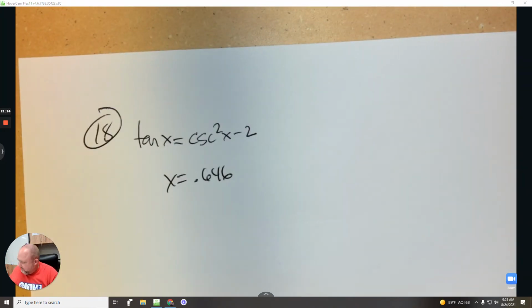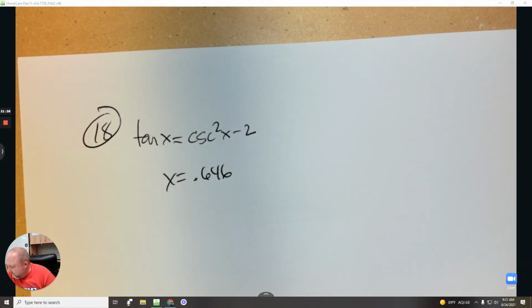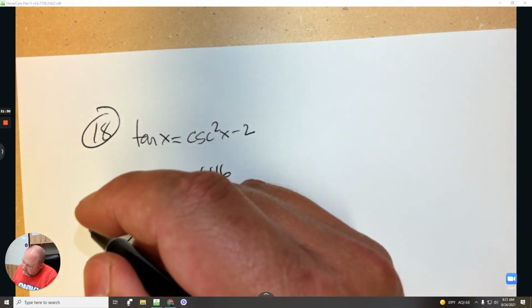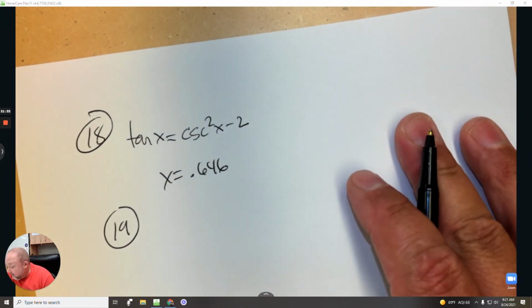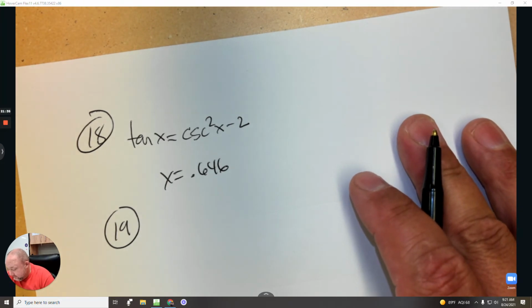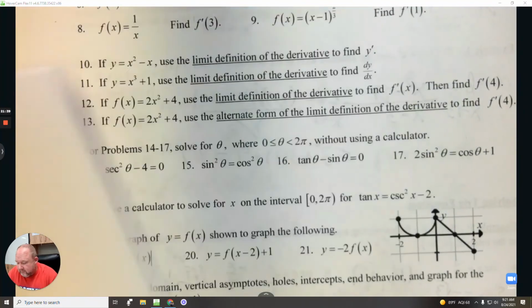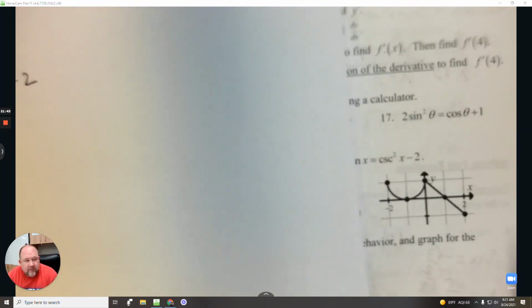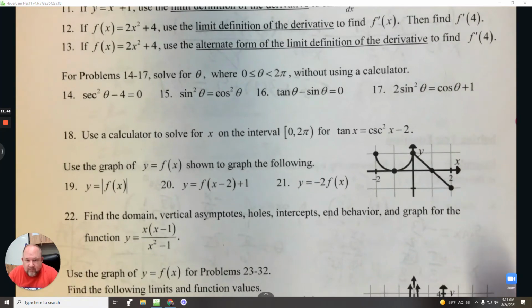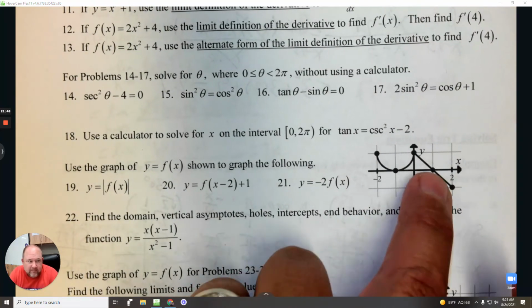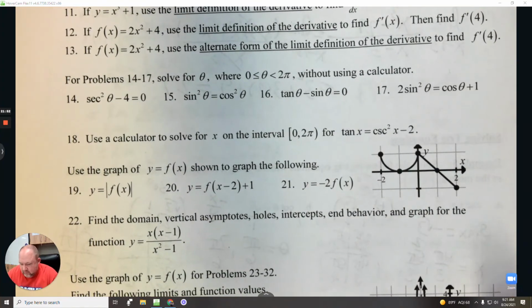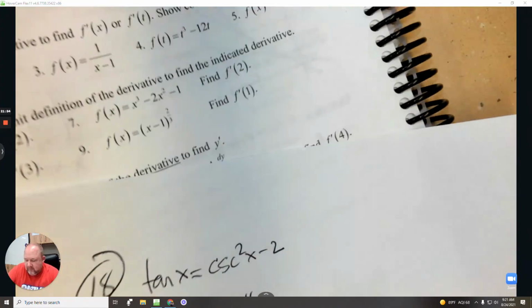All right. Number 19. In number 19, use the graph on the right. See if I can show both at the same time. Make it simpler on myself. So there's the graph. Let me just explain first. So the absolute value bars, only the part that's below gets reflected up. So everything else is going to stay the same and just regraph it. So I'm going to do that right now.